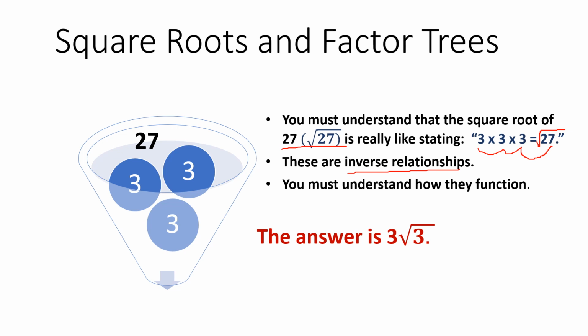Now here's the situation. The answer is 3 times the square root of 3. And the square root of 3 is somewhere close to 1.75, but there's a reason for it. So let's go over and see how it happens.